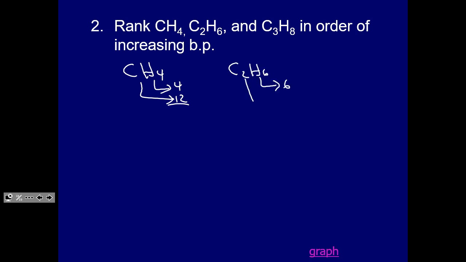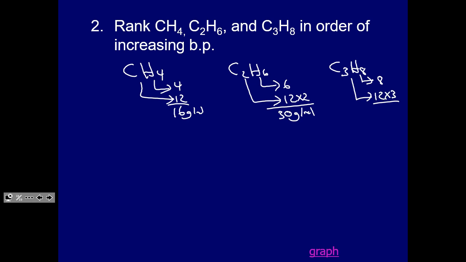Six plus 12 times 2, C3H8, 8, and then 12 times 3. And again, I don't want to waste your time. Some of you don't have calculators out, but you know how to calculate a molar mass. This is going to be what? 16 grams per mole. This is 30. And what's that one? 36, 44? 44 grams per mole.